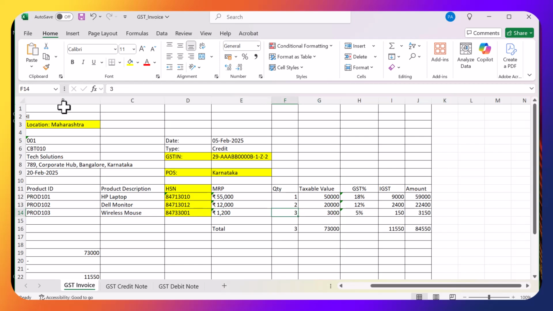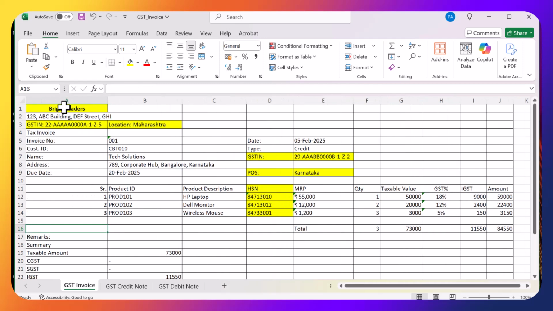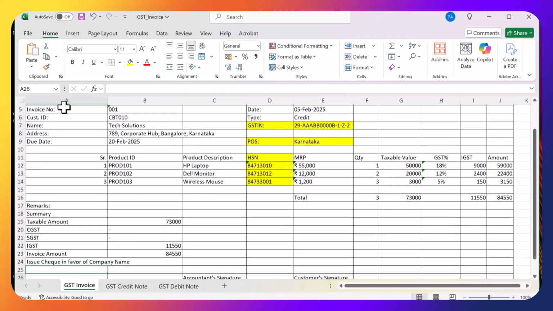GST. And since the goods are moving out of the state, there will be only IGST. So 73,000 is the value, 11,000 is the IGST, and 84,000 is the total here. So it is given here again. Fine. Then he'll have his signature and everything, and he'll issue this.